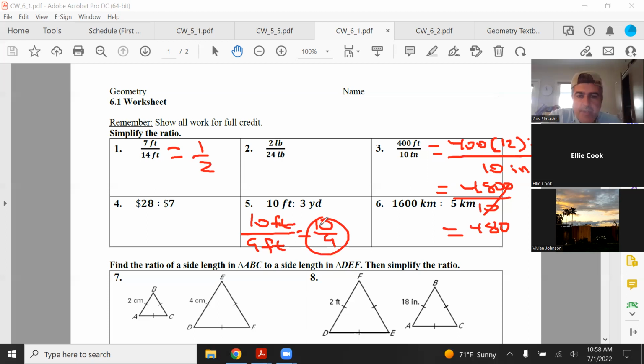Fortunately for 2, 4, 6, all the units are the same, so you don't have to do any conversions of units. And don't worry about that, because I know we haven't talked much about unit conversion, but I'm just making sure you guys understand how to reduce or simplify ratios. Okay, questions about 1 through 5 here? Okay, let's keep moving. Let's look at 7.